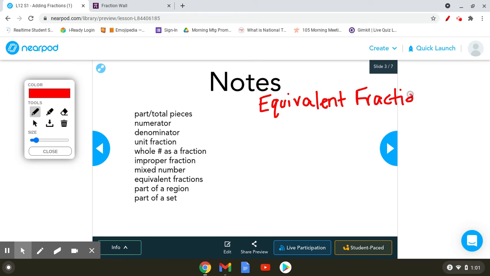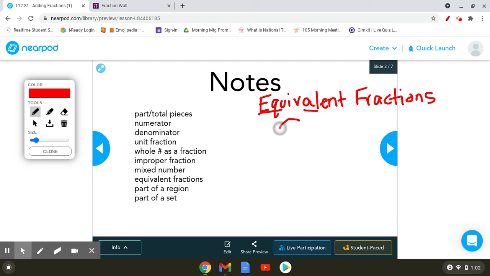Equivalent fractions. And what's nice about equivalent fractions is we've used the term equivalent before when we used equivalent decimals. And you can see right here, equal, something that is equal. So equivalent fractions are fractions that represent the same value. They're equal to each other.